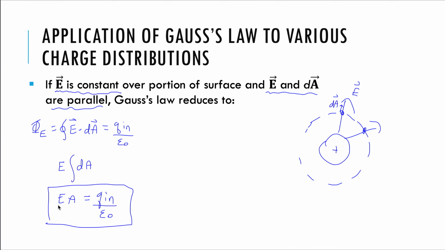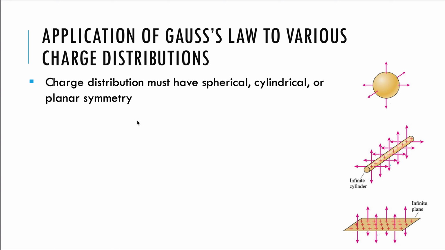So in order for us to simplify Gauss's law so that we can use it like this, the problem has to have a certain type of symmetry. And the three types of symmetry that make it really easy to use Gauss's law are going to be spherical symmetry, cylindrical symmetry, and planar symmetry. So if a charge distribution is spherical, or it can be concentric spheres, then we know we can have a Gaussian surface that would be spherical.